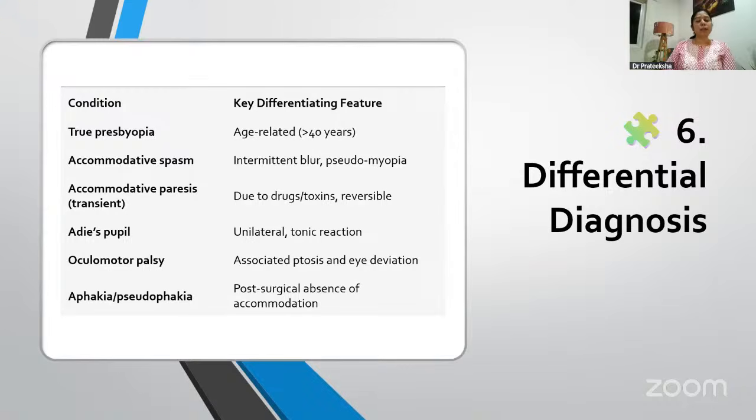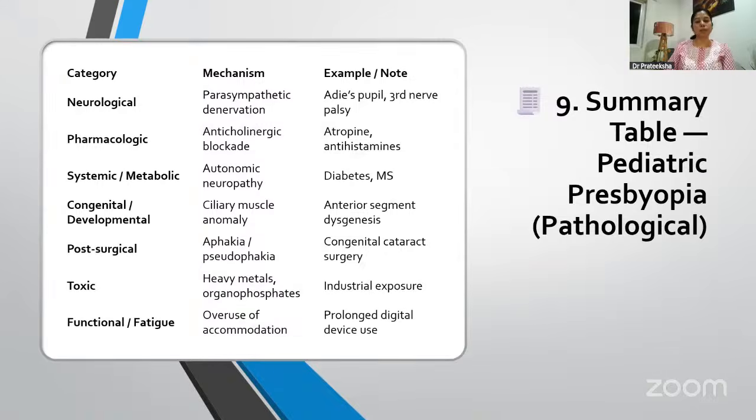Then true presbyopia, no, these are the differential diagnosis. True presbyopia occurs after 40 years of age. Accommodative spasm is intermittent blur, pseudomyopia. Accommodative paresis is again transient due to drugs or toxins and is reversible. Adie's pupil: unilateral tonic reaction. Oculomotor palsy is associated with ptosis and eye deviation. Aphakia, pseudophakia: post-surgical absence of accommodation.